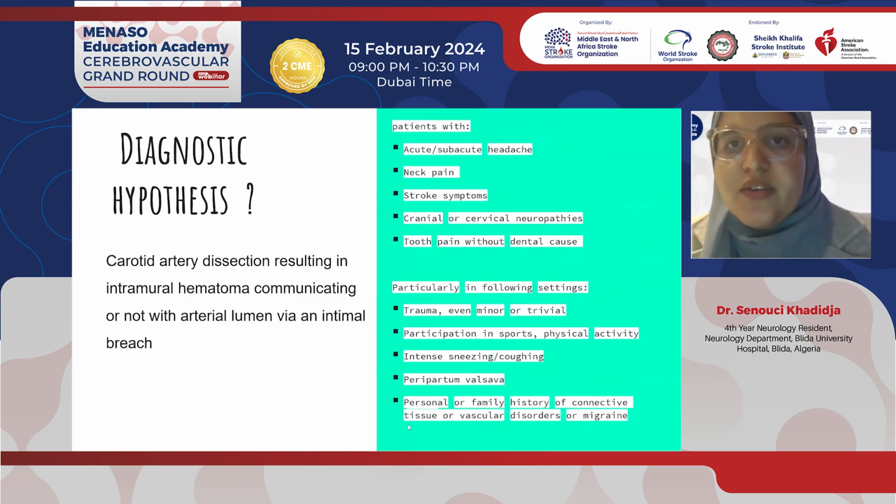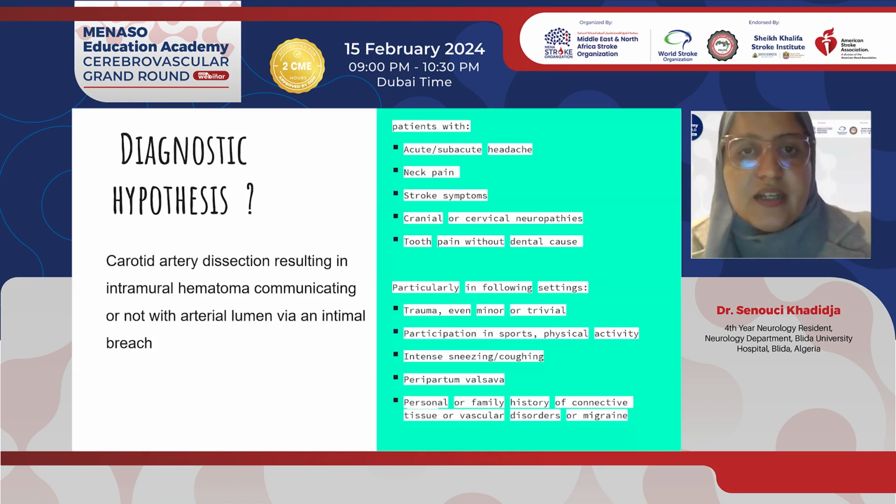We know that carotid artery dissection is suspected in all patients with acute or subacute headache, neck pain, stroke symptoms, cranial or cervical neuropathies, and even in patients with tooth pain without dental cause. Particularly in the following settings: trauma, even minor or trivial, participating in sports, physical activity, intense sneezing or coughing, peripartum Valsalva, and personal or family history of connective tissue or vascular disorders or migraine.